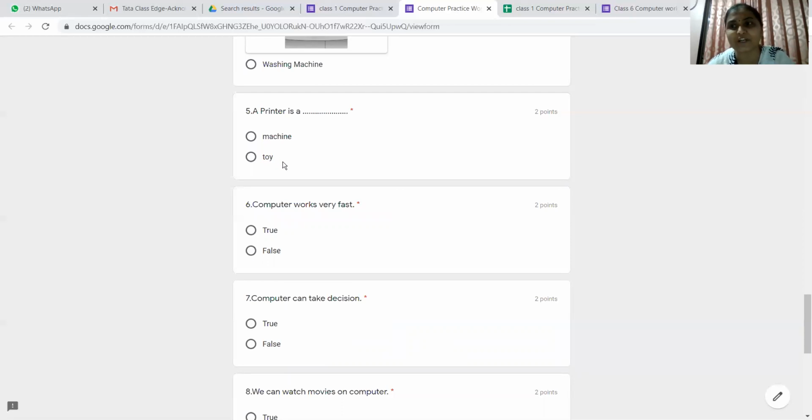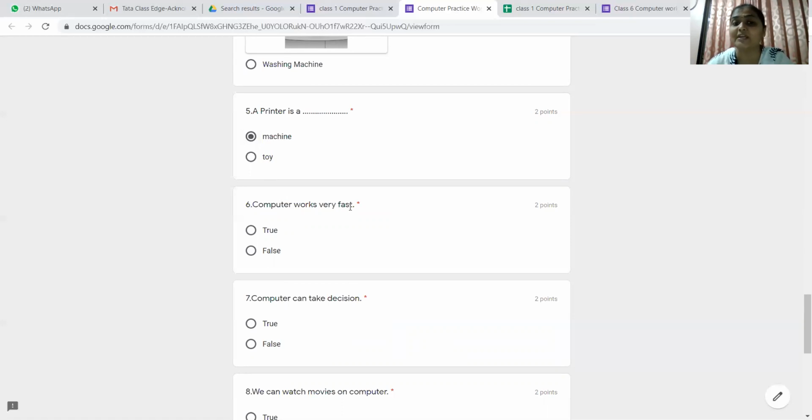Do you know what is printer? You can take print out. If you want to have the picture which is stored in the computer or laptop and you want to take it out, you can take it out with the help of this printer. So obviously printer is not a toy. You cannot play with the printer. So printer is a machine. So you have to check the correct answer. Okay, next.